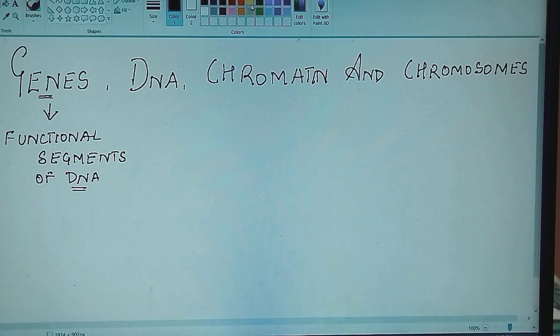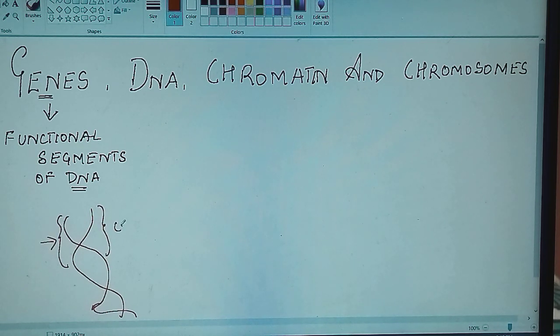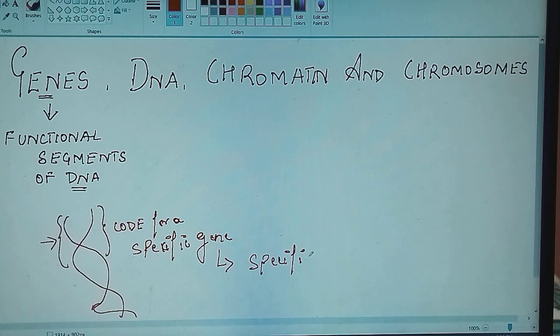Now if you look at a double helix structure of a DNA, okay, now say this is your DNA. Okay, so it's a double helical structure like this. Now each DNA double helical structure will have a particular segment like this. Now this segment will code for a specific gene, and this gene in turn will give you a specific protein, and that specific protein will be used for the production of a certain thing in your body.